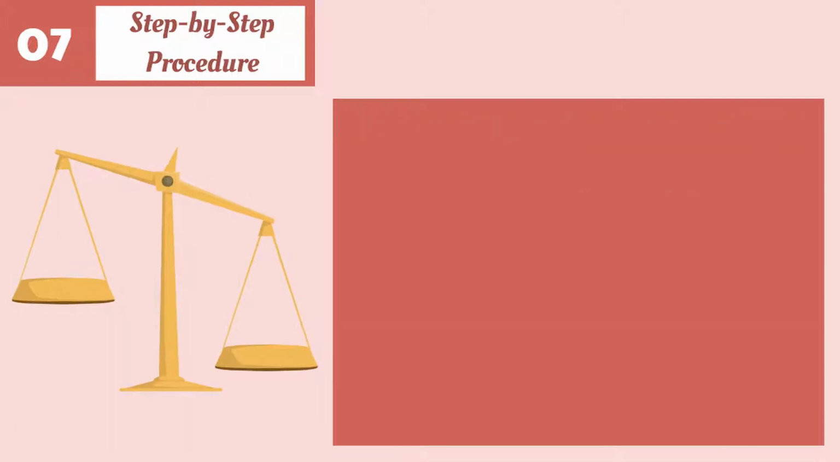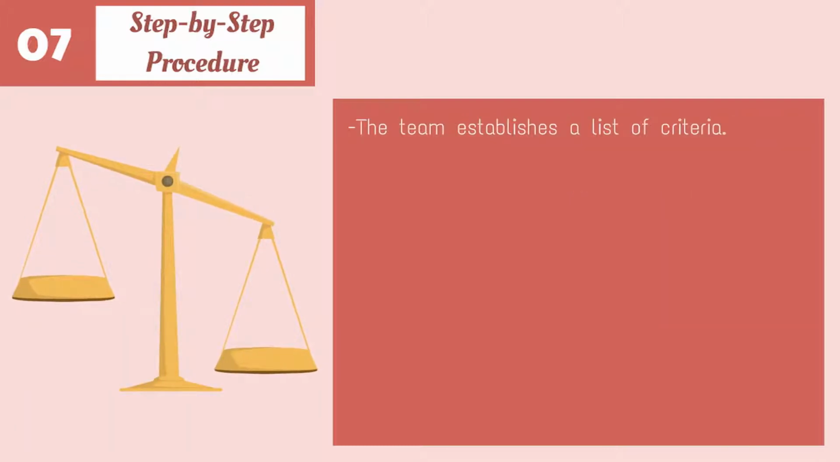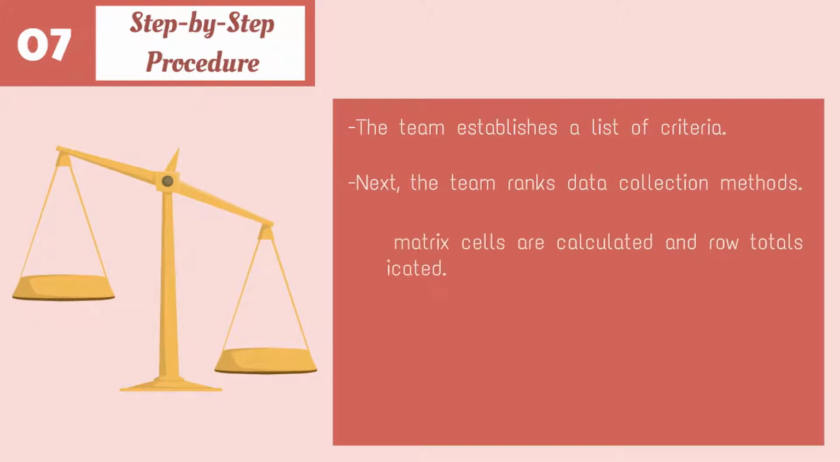The team establishes a list of criteria. Next, the team ranks data collection methods. All matrix cells are calculated and row totals indicated. Check calculations and date the matrix.